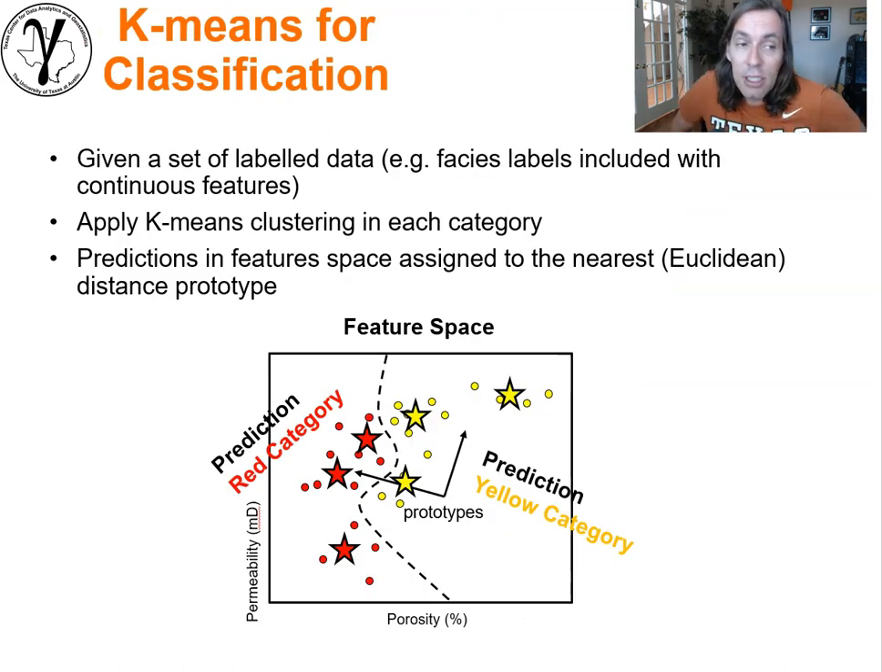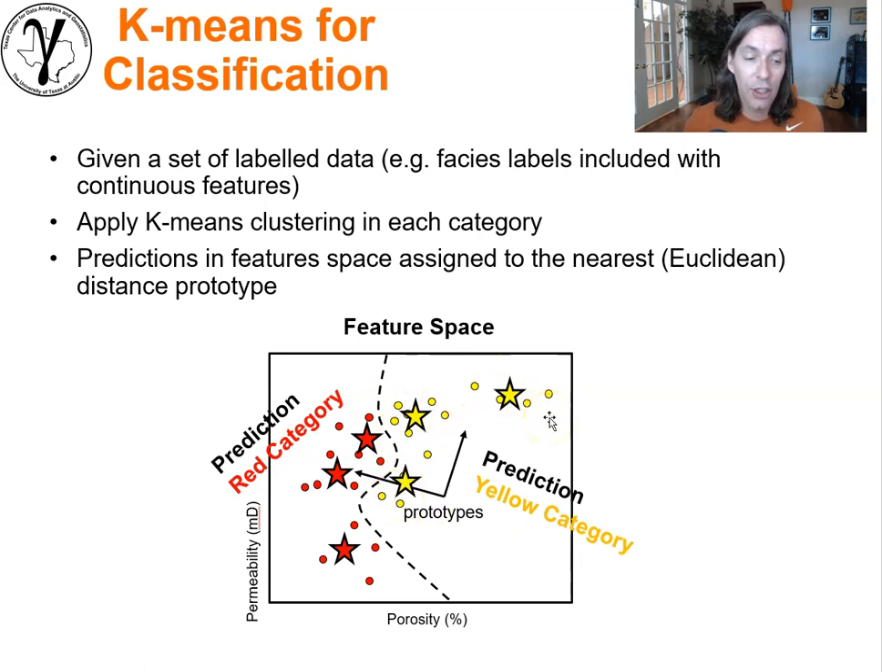Now, I mentioned I was going to explain the idea of K-means clustering for classification, or what that looks like. Not a big deal. What you do is you in fact are working with labeled data now. Okay, so you have labeled training data. This is prediction. This is classification. The facies labels could be included below. We got permeability, porosity. We got a bunch of red facies, red category. We've got a bunch of yellow facies.